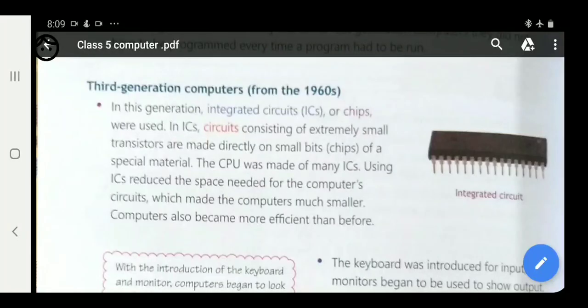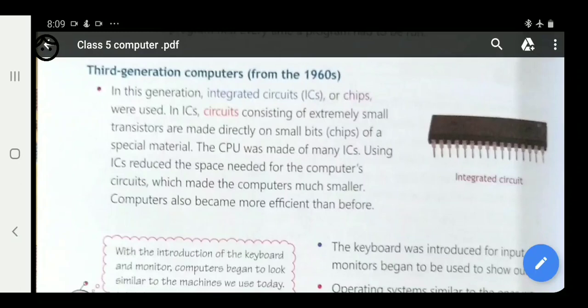Hello students, this is your computer sir, and continuing with the last topic, history of computer, today we will move to third generation computer. In the previous class we learned about generation 1 and generation 2. Now come to third generation, which started in 1960. In this generation, integrated circuits, ICs or chips, were used.